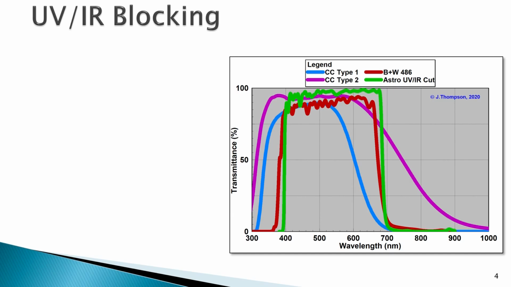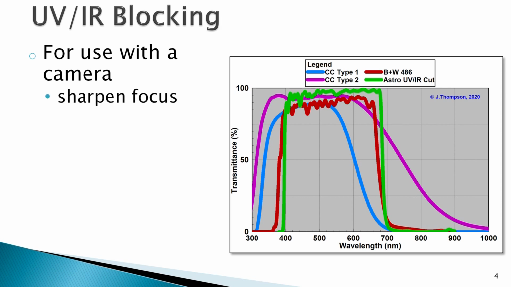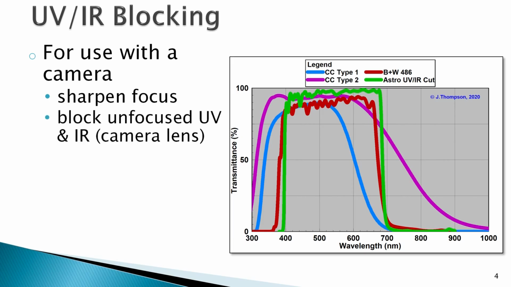The first special type of filter to discuss is the ultraviolet, infrared, or UV-IR blocking filter. This type is intended for imaging only, since the human eye is not sensitive to these wavelengths of light. UV-IR blocking filters are used to pass only the visible spectrum, resulting in sharper and better focused images. This is so because many lenses or telescopes are designed to properly focus only visible light, not UV and IR as well.